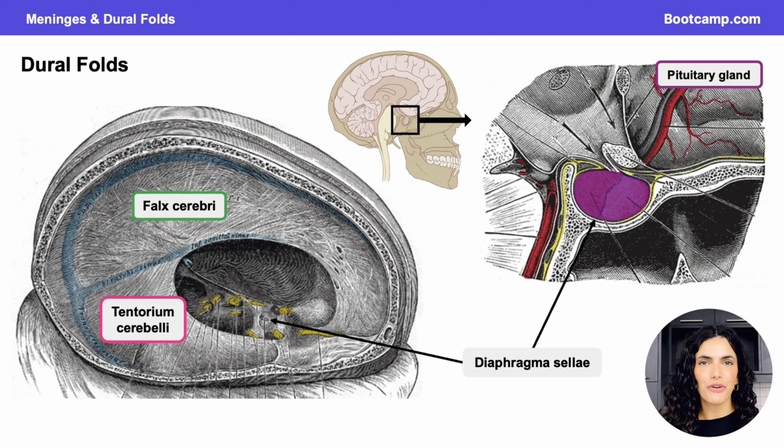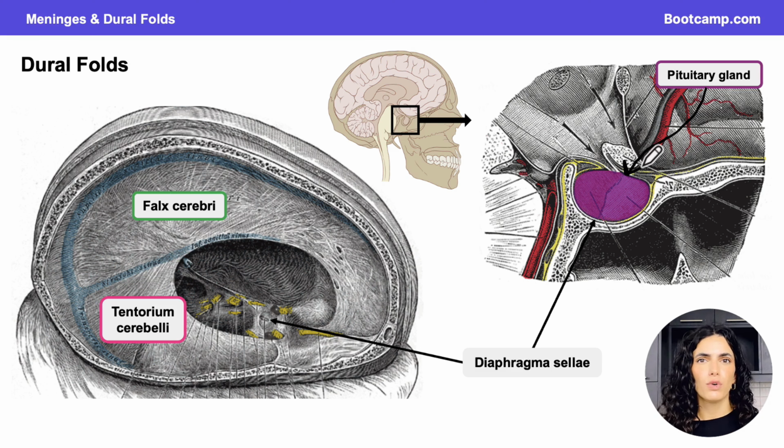Now our last dural fold is the diaphragma sellae, and the diaphragma sellae essentially acts as a sheet or blanket that sits on top of the sella turcica. And the sella turcica is a super important structure on the skull that houses the pituitary gland. This diaphragma sellae lies on top of the pituitary gland and surrounds it in order to protect it.